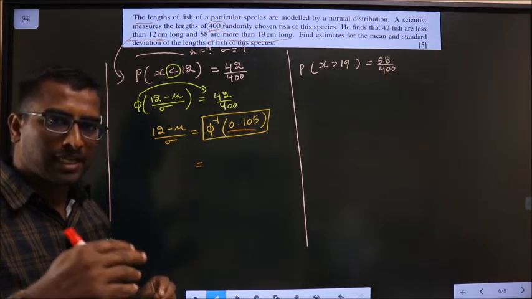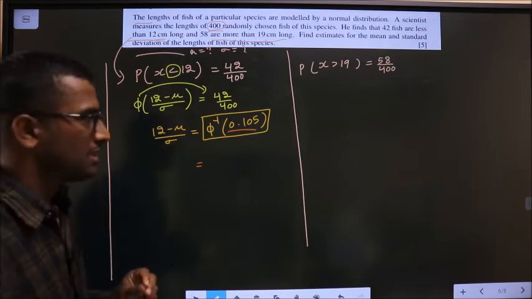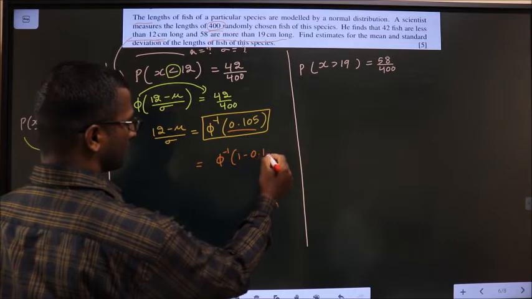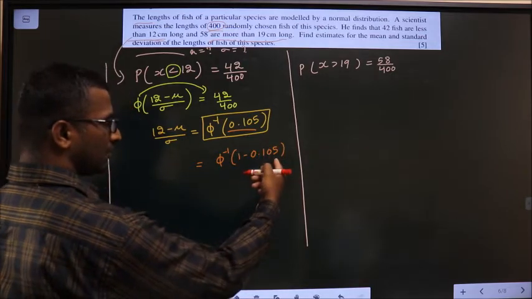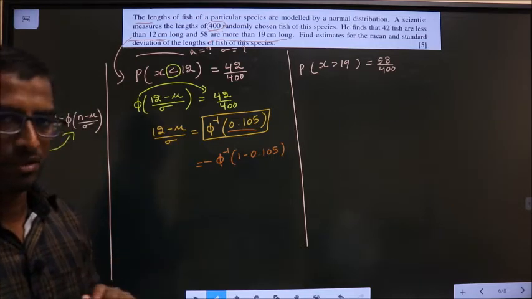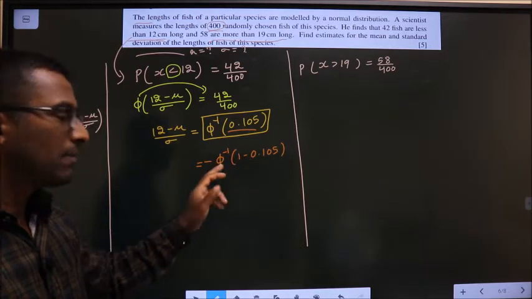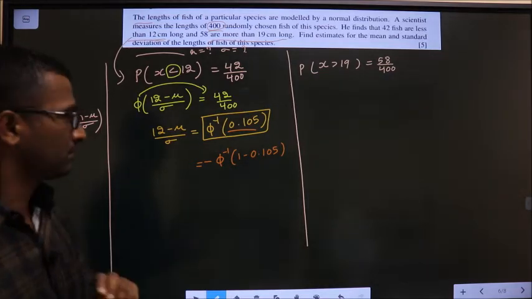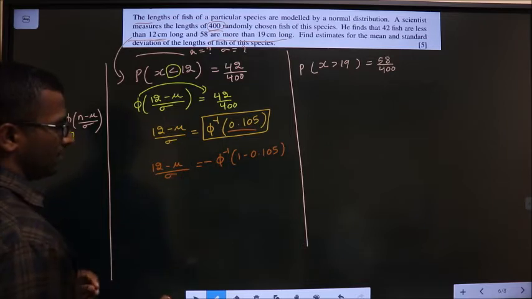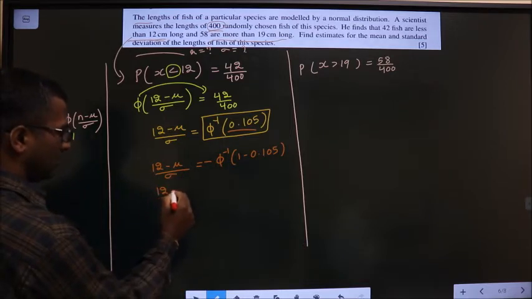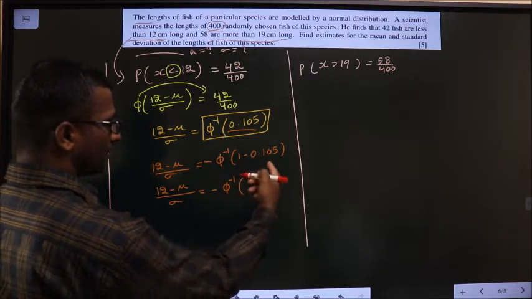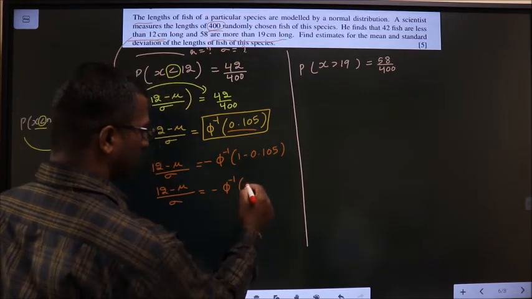For me to make it greater than 0.5, I have to subtract from 1. So whenever I am subtracting inside, I should put the negative sign outside. This is a rule. Inside you are doing 1 minus, outside negative sign. Here no change. Next, so 12 minus mean by standard deviation equal to minus phi inverse of 1 minus this, you get it to be 0.895.